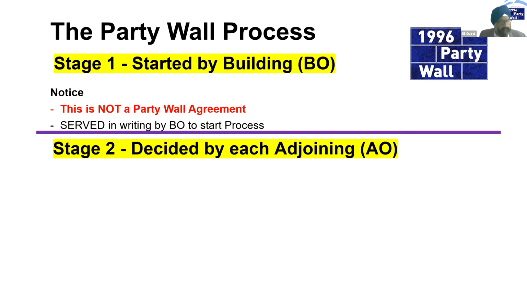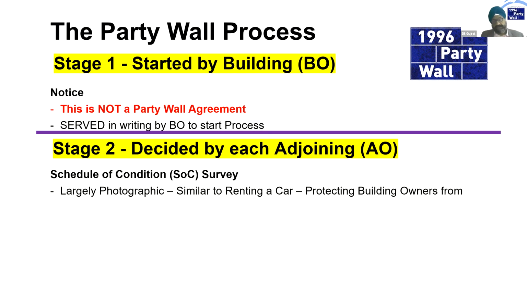So what happens later on is decided by the adjoining owner in terms of the choices they have. There are basically 3 choices. They can select a schedule of condition, which is a photographic survey of their property. It's very similar to when you rent a car. The car hire company takes photographs of your car as a baseline, so that if there's any scratches or bumps, everyone knows what's happened.